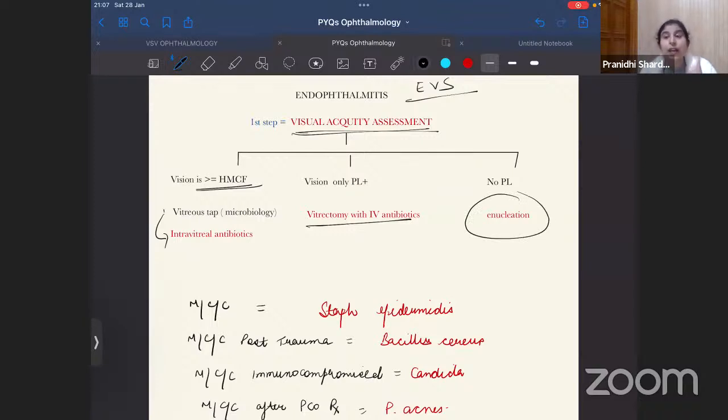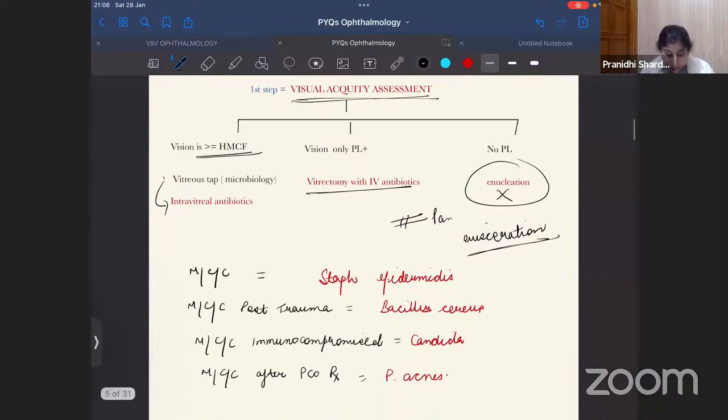Another important thing: if endophthalmitis has gone into panophthalmitis, enucleation is contraindicated. So the next thing you have to learn is the indications and contraindications of evisceration and enucleation. Because if there is panophthalmitis, we do evisceration, we do not do enucleation. So the next important topic is the indications and contraindications of the destructive procedures of the eye.